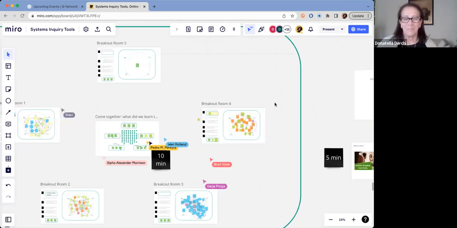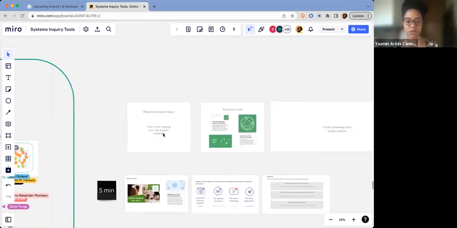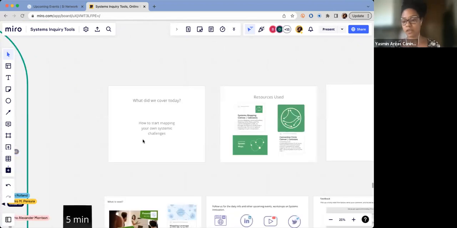So just to finish off, I have here on the last notes what we covered today, right? Just the very basic beginning on how to start mapping your own challenges and creating your own systems. Or you're creating your own map, sorry. So that's the main topic that we wanted to cover today.